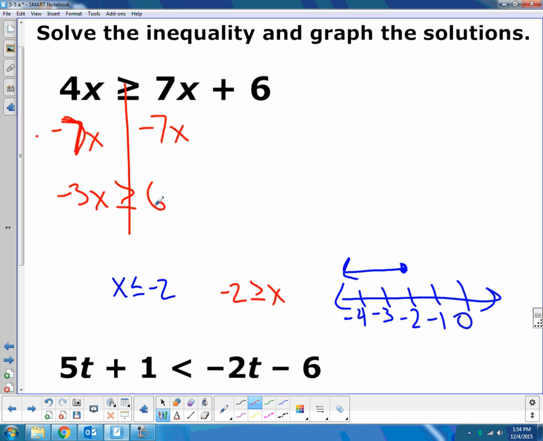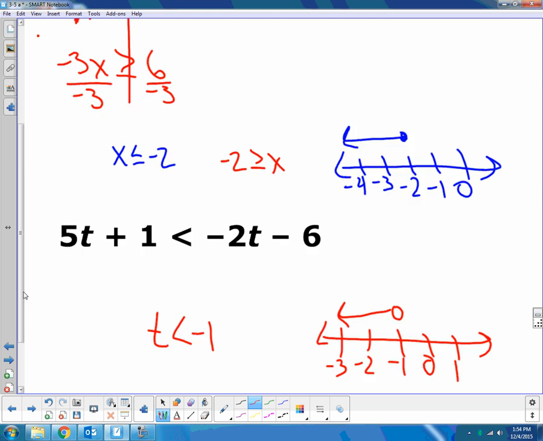And now if I want to get x by itself, I need to divide both sides by -3. But don't forget, if you divide by a negative, you have to flip the sign over. And so x, instead of being greater than or equal to -2, x should be less than or equal to -2. Now again, that's not the only way to have done the problem. However, that's the way that I've shown it here. Either way, you do need to end up with the answer x is less than or equal to -2.